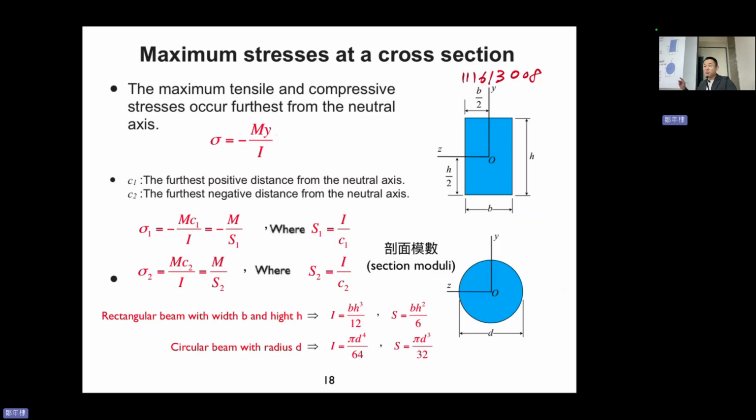It's called 剖面模数. I don't like this definition, but it comes from the textbook. It just gives you one more parameter that you need to memorize. Actually, S1 is I over C1, and S2 is I over C2. Okay, I don't like this.